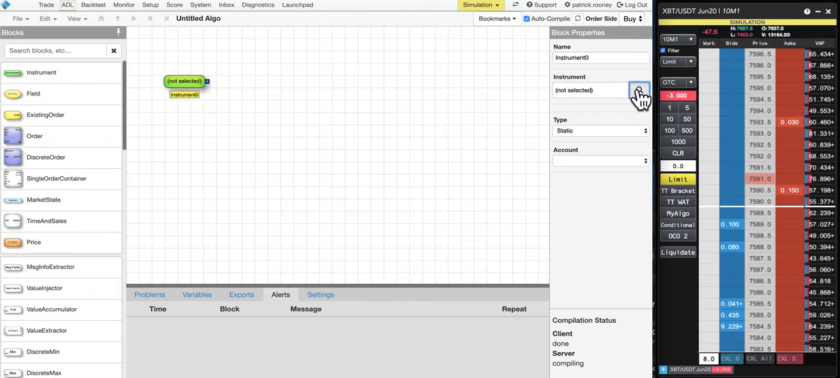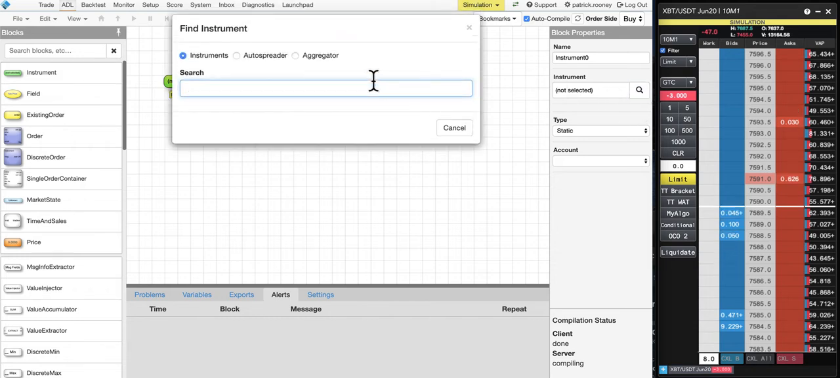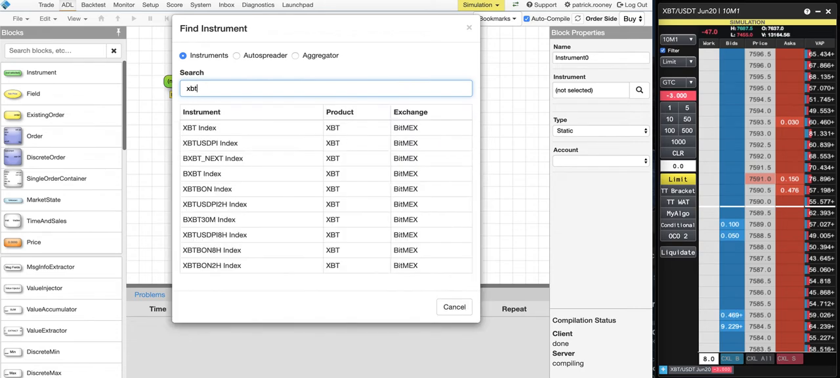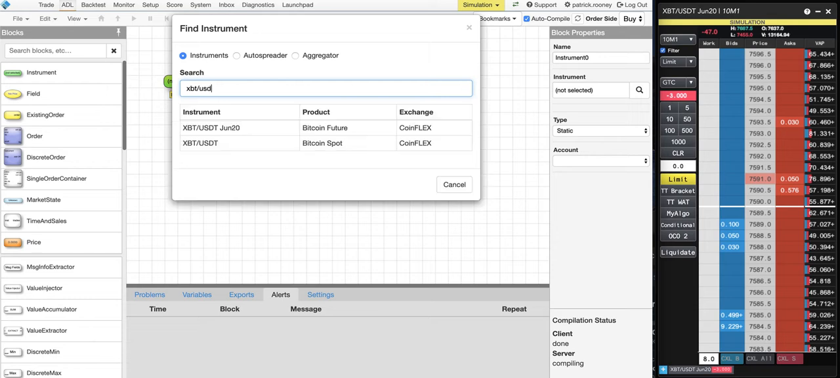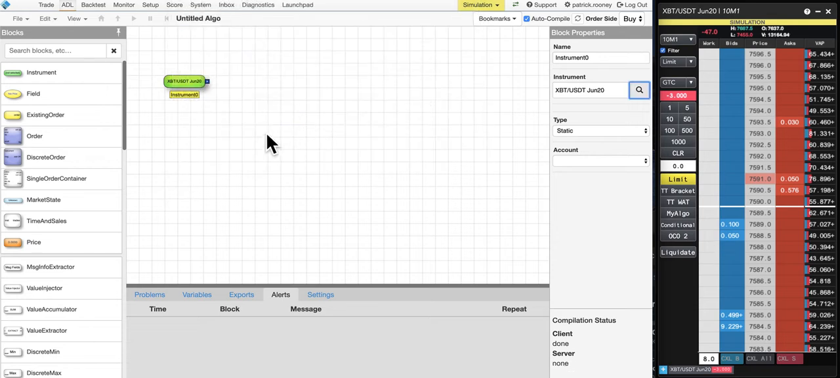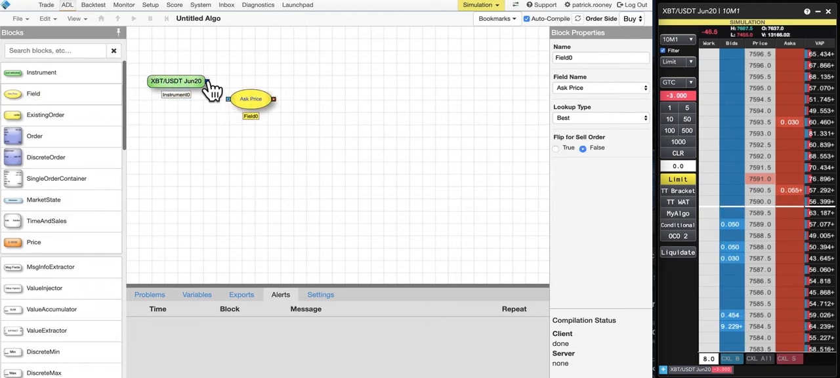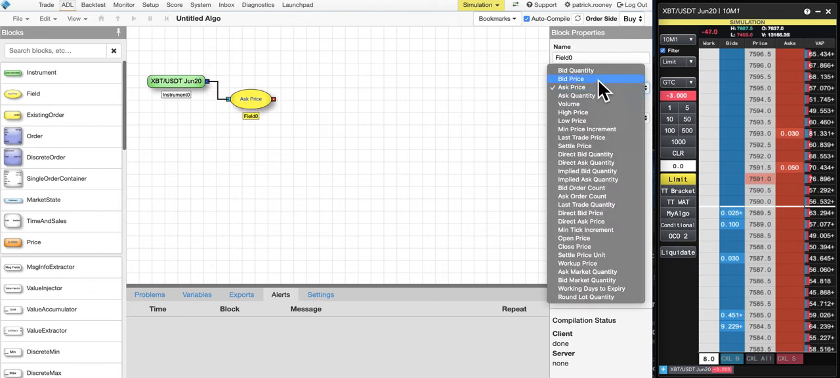So let's add the contract. Contract is going to be Bitcoin at XBT USDT at CoinFlex, the June futures. I'll make that a little bigger so you can see it more clearly. And we need a field block for the bid. So I'm going to take this block right here. I'll flip this over from ask price to bid price.